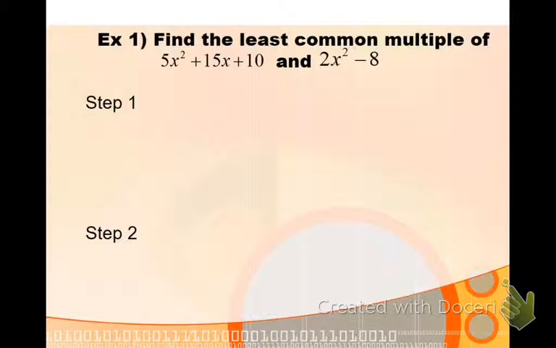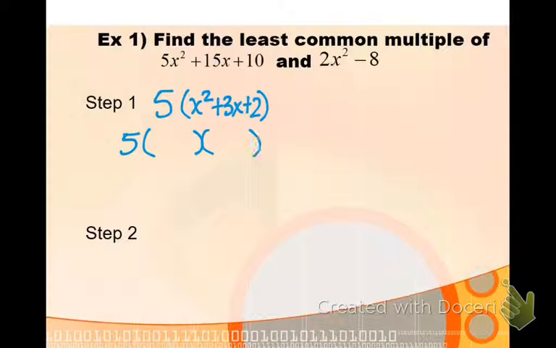What's the first thing I could factor from that? 5. A 5, and what would be left? Good, and we can factor that further. What would that parentheses factor into for two binomials? Good.